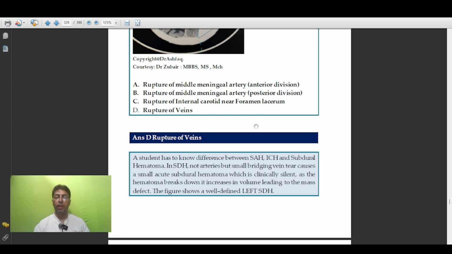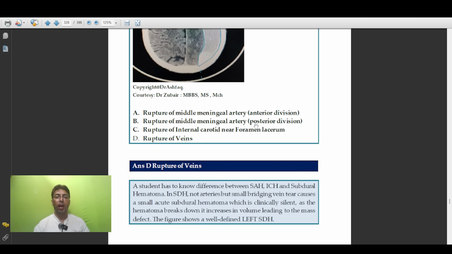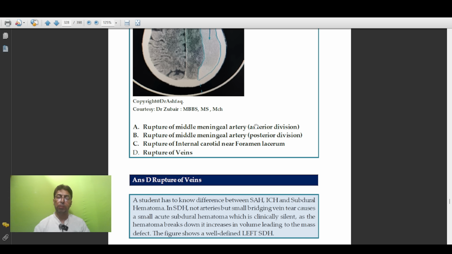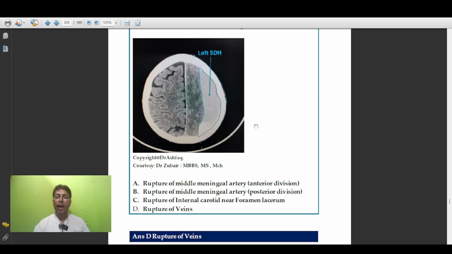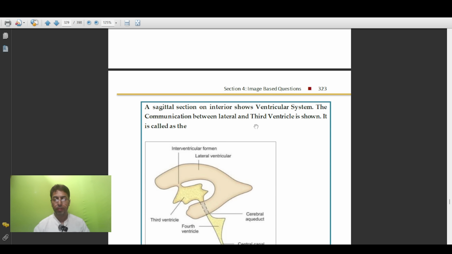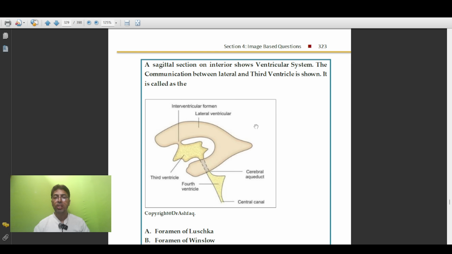So in here you have to just remember the explanation. I have provided you the explanation. Remember what I have told you, and that settles the issue for your lifetime. That's important. Now, a sagittal section on interior shows ventricular system. So you are given the figure of a ventricular system. The communication between lateral and third ventricle is shown.